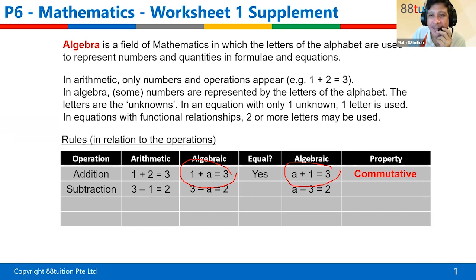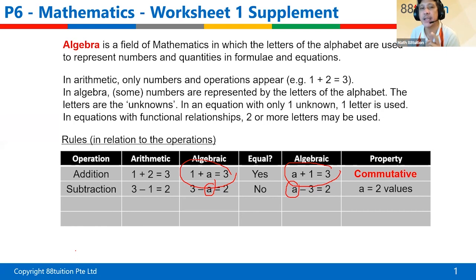Okay, so now in subtraction, you will realize that in this equation, my a actually takes a value of 1. So 3 minus 1 equals 2. But in the other equation, when I swap, the value of a actually takes on the number 5, because 5 minus 3 equals 2. So are the two values of a equal? No, they are not. So in subtraction, it does not follow a commutative property.